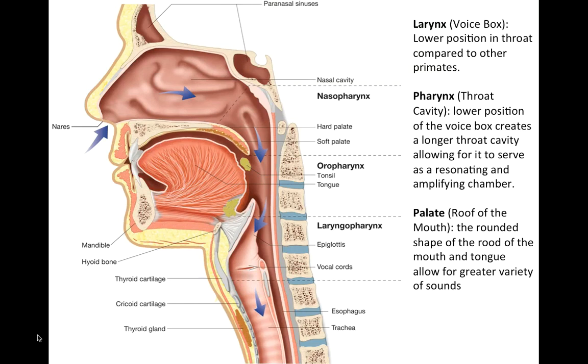The larynx, or the voice box, in humans, is in a lower position in the throat compared to other primates. Because of the lower position of the voice box, it creates a longer throat cavity, allowing for it to serve as a resonating and amplifying chamber. This resonating and amplifying chamber is known as the pharynx.